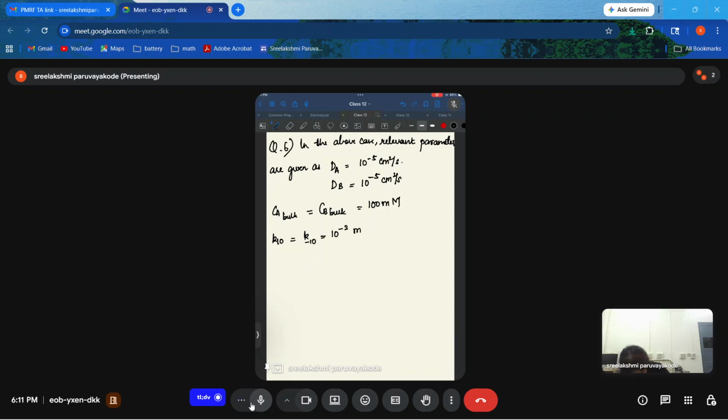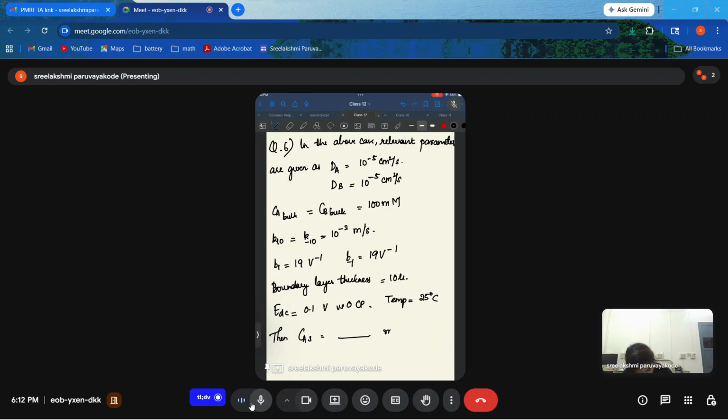equal to 10 to the power minus 2 meter per second, B1 equal to 19 volt inverse, B2 equal to B minus 1 value equal to 19 volt inverse, boundary layer thickness equal to 10 micron, EDC equal to 0.1 volt versus OCP, temperature equal to 25 degrees Celsius, then ionic strength equal to dash millimolar.